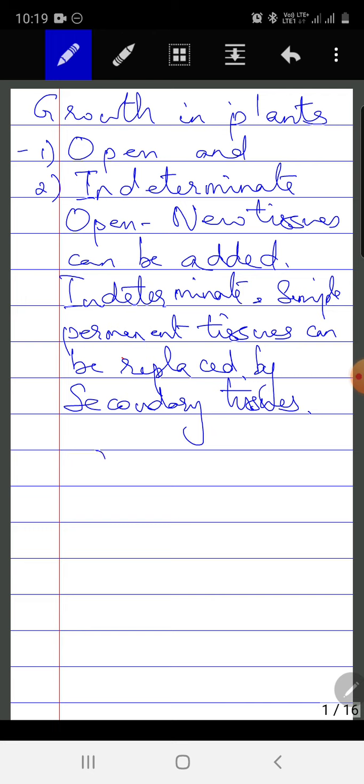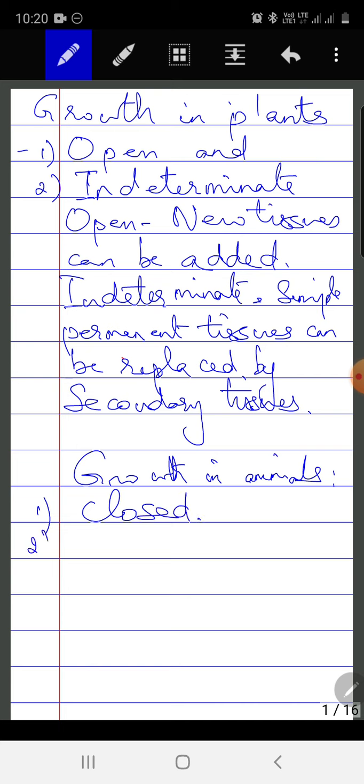Now, growth in animals. Now this is very, very simple. Growth in animals. Here we have written open, here we would write it is closed. Okay. Open means new tissues can be added. Closed means new tissues cannot be added once the growth of the body is complete, or the growth of the organ or organ system is complete. Okay. And it is determinate.